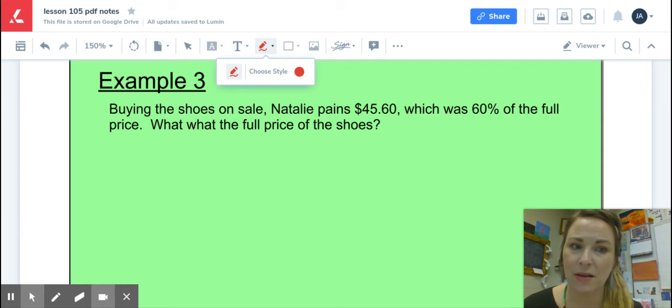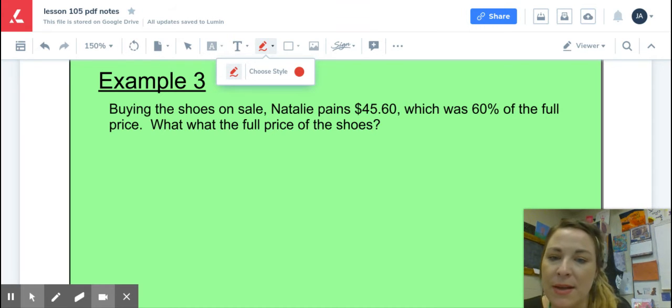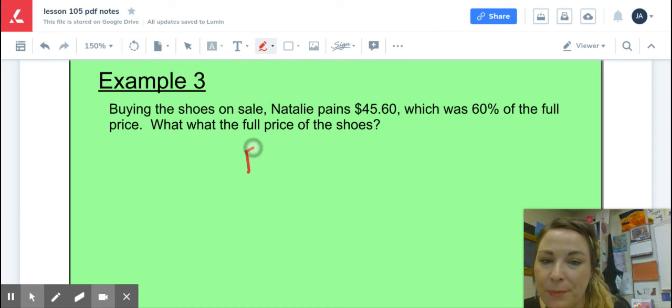Buying shoes on sale. Oh, so this is kind of like my hoodie example. Buying shoes on sale, Natalie pays $45.60, which was 60% of the full price. What was the full price of her shoes? Okay, let's set up a ratio box. We have the percents and the actual.